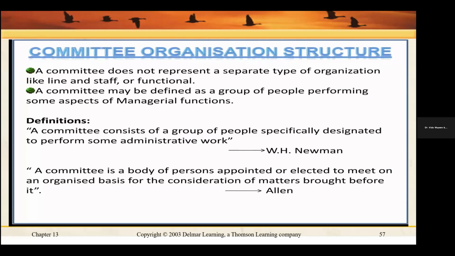So a committee consists of what? A group of people specifically designated to perform something.